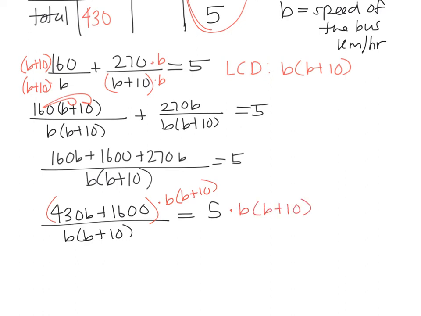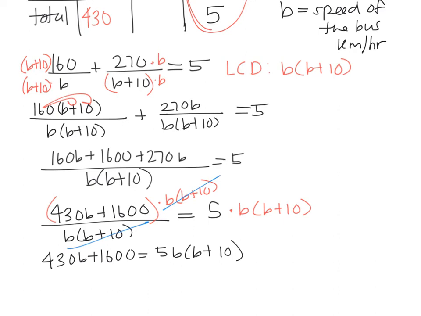Then what's going to happen is B times (B + 10) divided by B times (B + 10) is going to be 1. And everything's factored on the top because we have this factor times this factor here. So on the left, we're left with 430B + 1600 is equal to 5B times (B + 10). And now what we have is everything on the same level. We've got no more fractions left. We know we can expand this, and what we're going to do is expand, collect like terms, and solve.